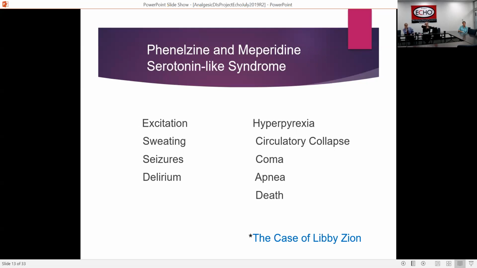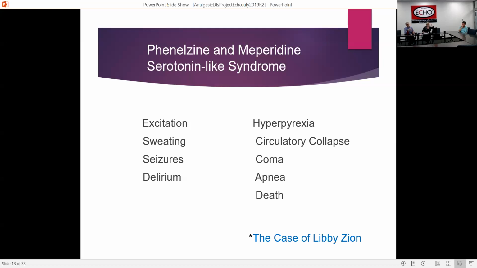Does everybody know the case of Libby Zion? I actually forgot to bring it with me, to be honest, but this was the case that took place in the 80s, where you had a person who came in who was treated by an intern and a junior and a more senior resident. What ultimately turned out to be was precipitated the serotonin syndrome in this young woman who at the time was 19.